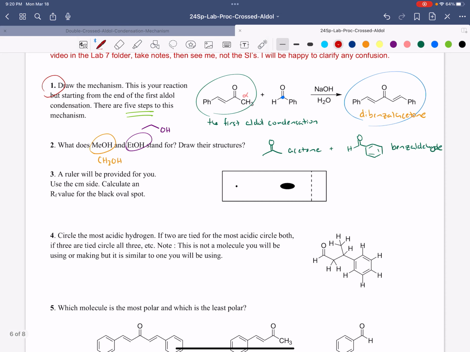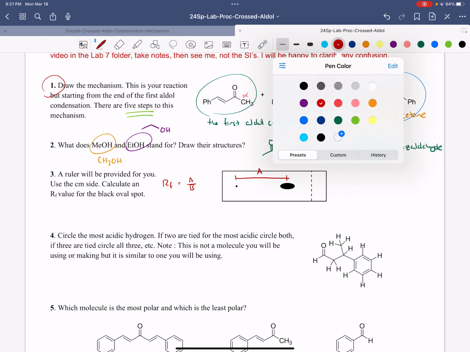Number 3, calculating the RF value. So I put the TLC on its side to save space. I think people are getting confused, and I've tried to mark this wrong if you got it wrong on previous post labs. The RF is A over B. It's a decimal. And what is A? You find the middle of your spot, and you start from the origin. That's A. And what's B?